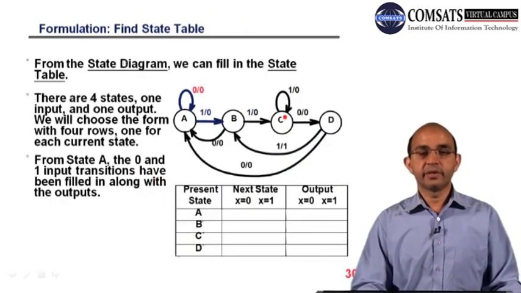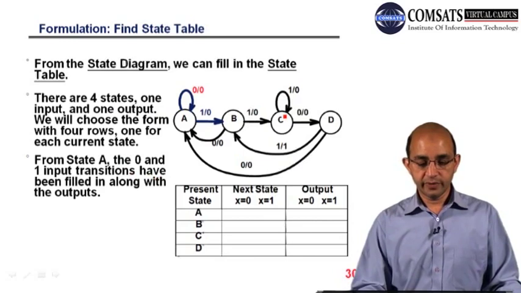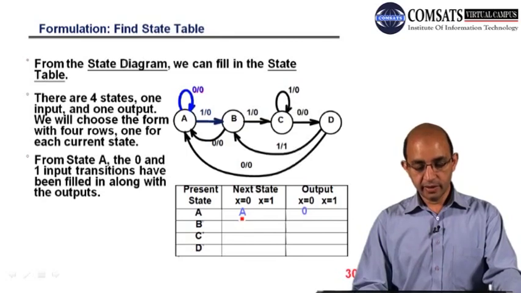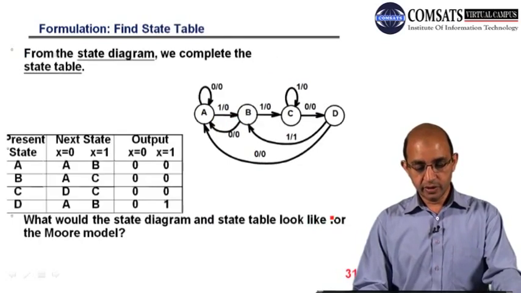And from this state diagram, what we have to do next is fill the state table. You can see that this is the present state, then we have the next state, and we have the output. So A, and next state is A whenever we have x equal to 0, and whenever we have x equal to 1, we have moved to B. And these are the outputs: x equal to 0, we have 0, x equal to 1, we have 1. And we have filled the state table.